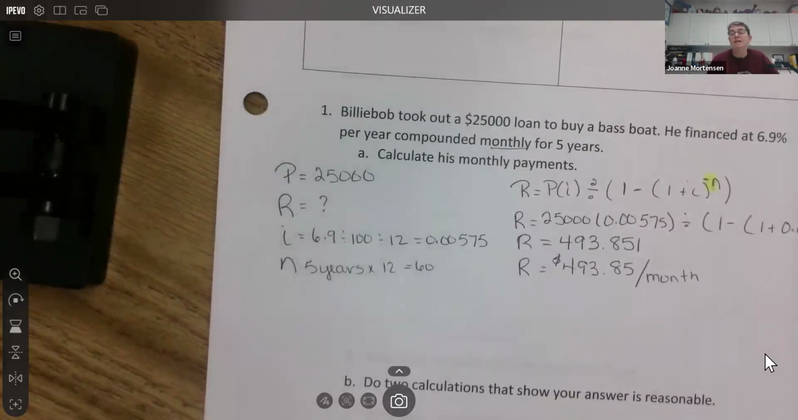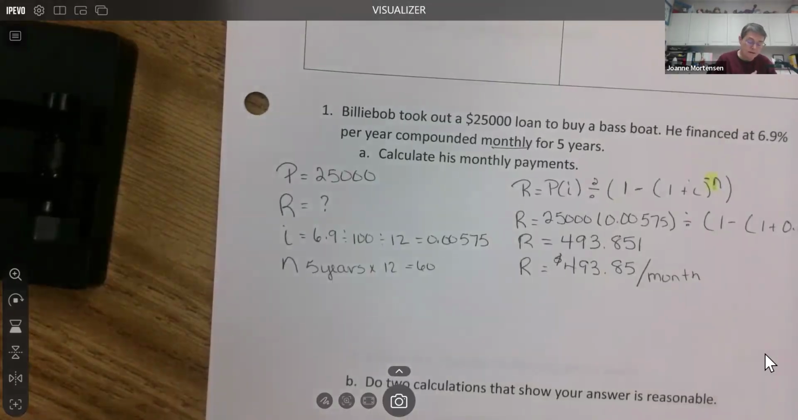Which, if you live in Saskatchewan, kind of sucks because you only get to use your boat, well, I don't know, 6 months a year maybe.